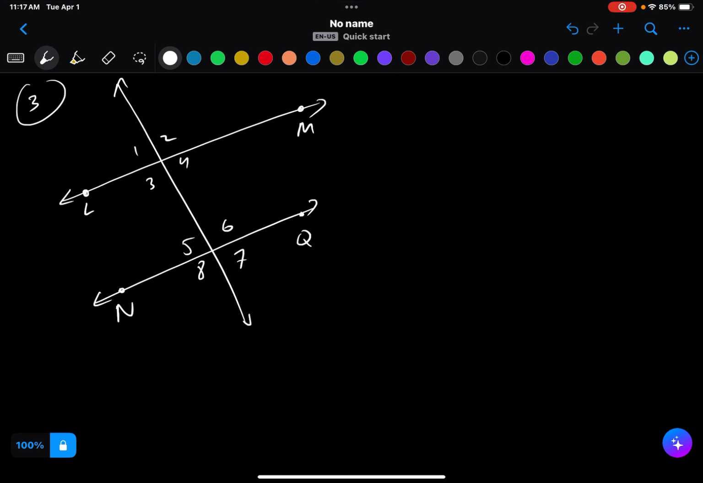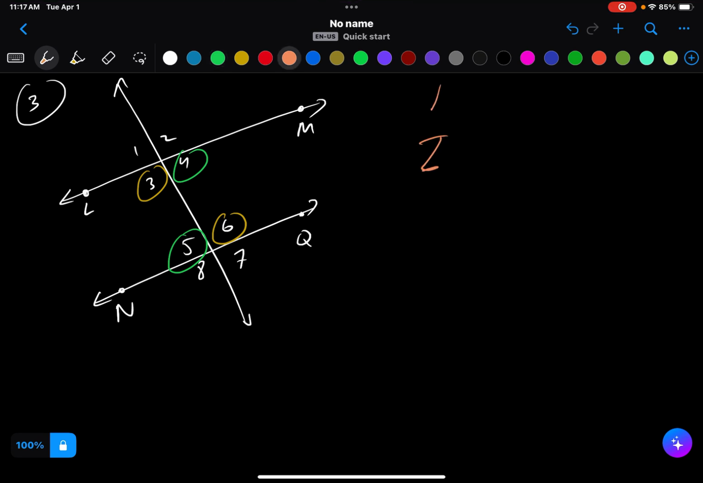And it says if L and M and N and Q are parallel, which theorem proves that angles 3 and 6 and 4 and 5 are congruent? So 3 and 6 and 4 and 5. Which theorem says that these angle pairs are congruent or the same? Well, they are on the inside. So right away that tells you it's going to be the interior one. And they're alternating. One is on the right, one is on the left, right? So this is going to be the interior.